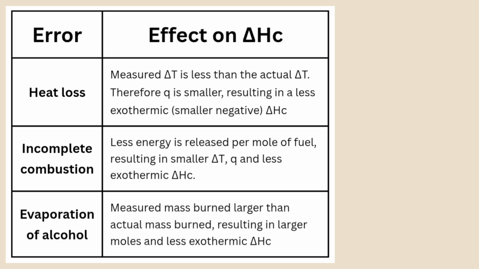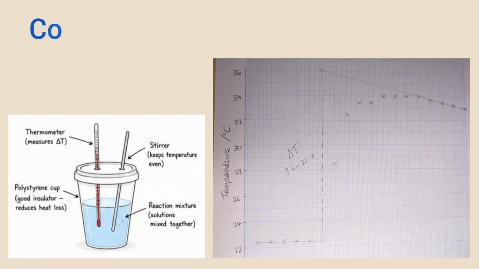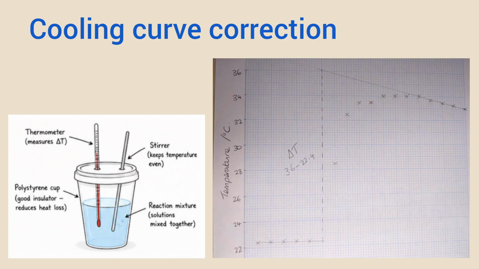Values of enthalpy of combustion obtained from experiment are often different, usually less exothermic, than databook values. This is because databook values are obtained using more sophisticated apparatus. This table shows the sources of error and their effect on the enthalpy change of combustion. Since heat loss is one of the main errors in these types of experiments, which leads to an inaccurate delta T, we need a way to correct for this, and this is where the cooling curve correction method comes in.